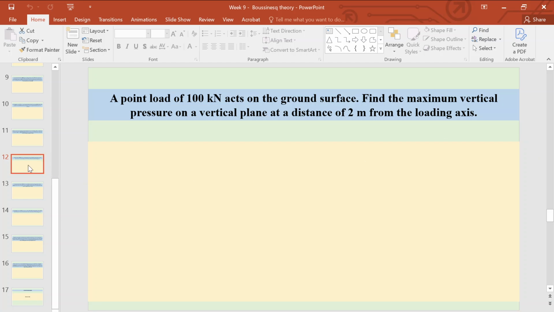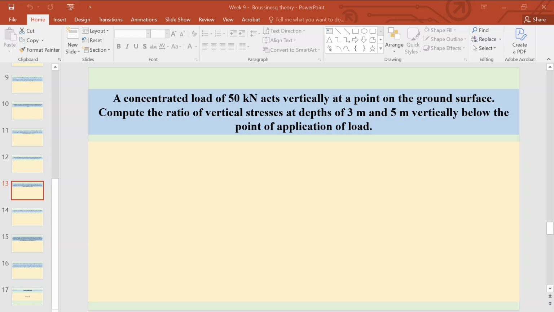Next question. A concentrated load of 50 kilonewton acts vertically at a point on the ground surface. Compute the ratio of vertical stresses at depths of 3 meter and 5 meter vertically below the point of application of load.